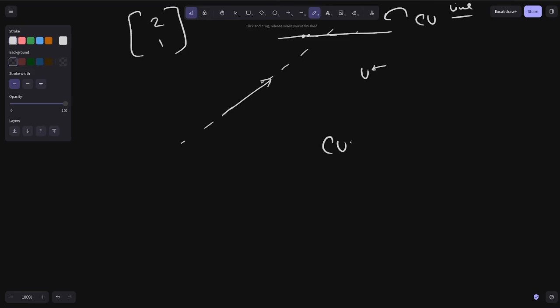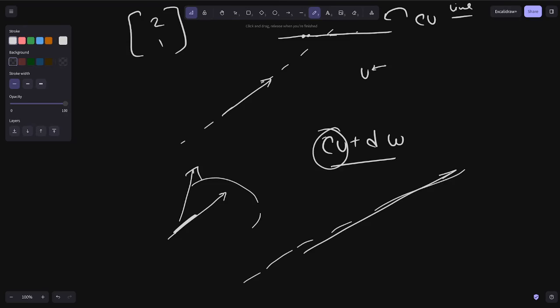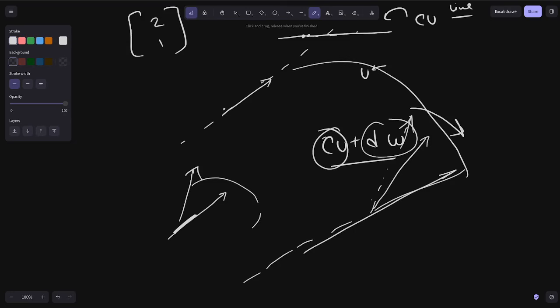What about cu plus dw? Now you have one vector and another vector. So this can encompass all the directions. Basically, cu will encompass one single line, and dw is added somewhere, let's say here first, so you can put this line. So by rotating this dw, you can encompass this whole plane.